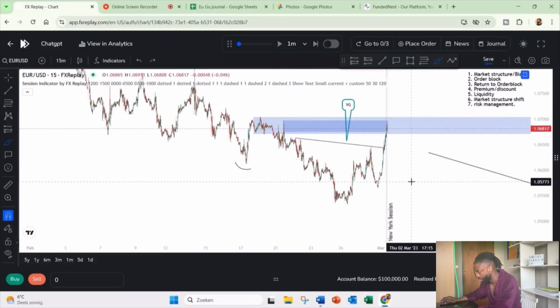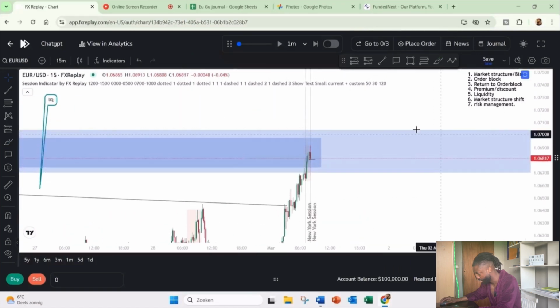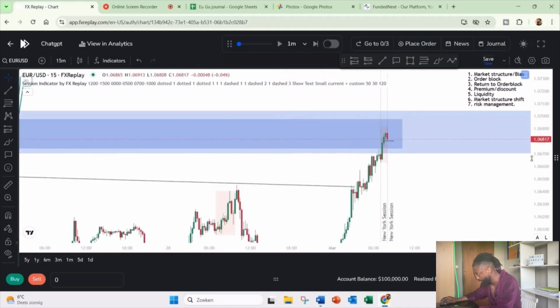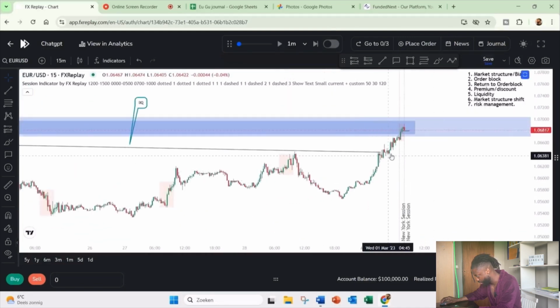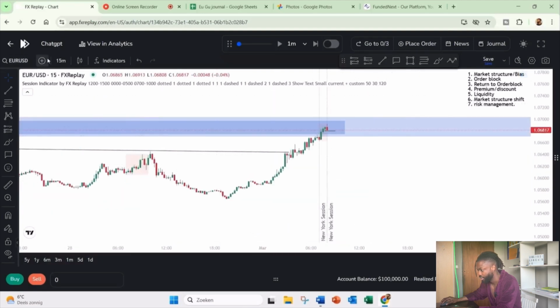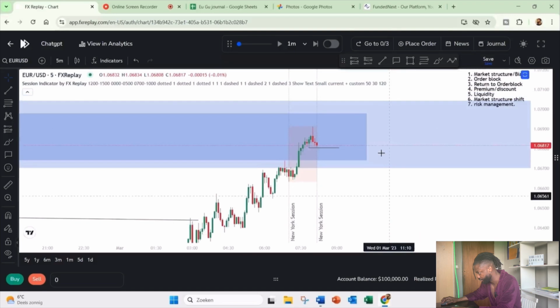So now let's see how this trade is going to work out. And now I'm just waiting for a market structure shift, which is going to be there. And we've got liquidity to target over here. We've got previous day low over here, and it's Wednesday. So let's take this trade. I like this trade. I love it.